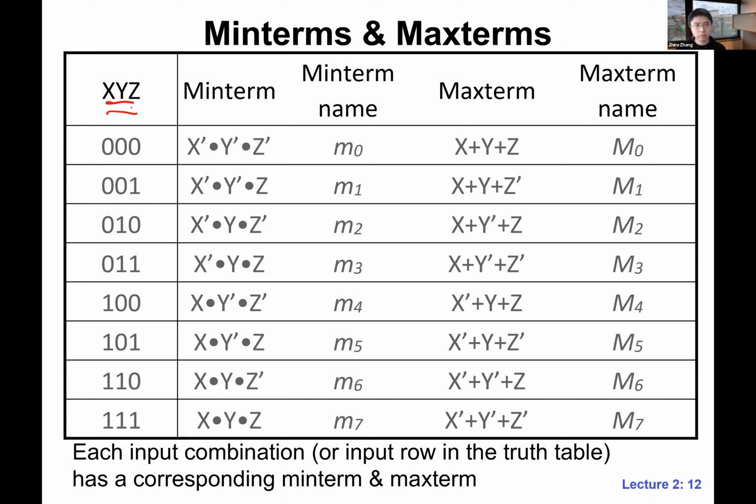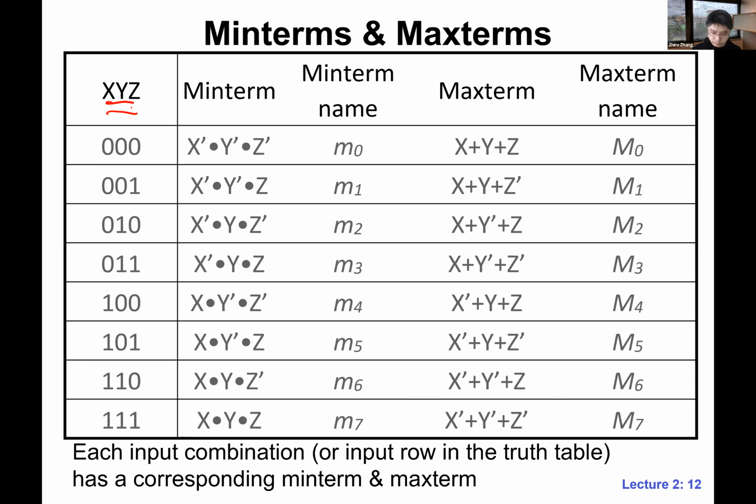Hopefully this makes sense. So we have 8 min terms and 8 max terms, because in a normal term, each variable must appear exactly once, and it can appear in the form of either a positive literal or a negative literal. So that's why we also have 8.